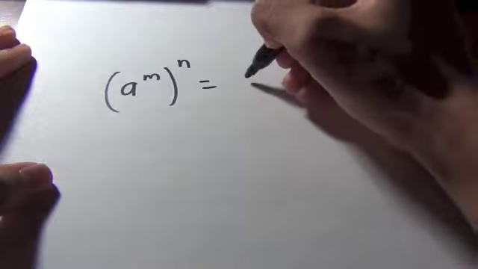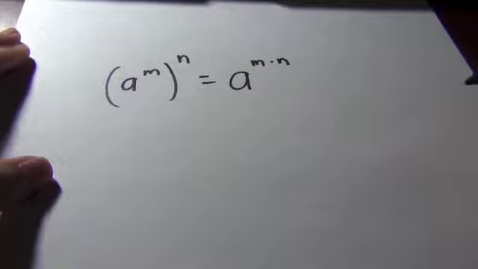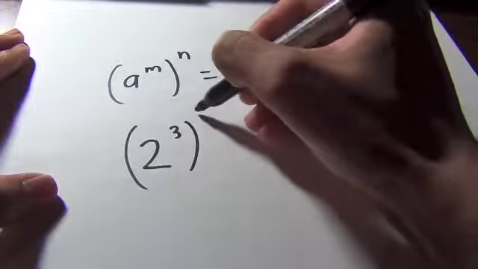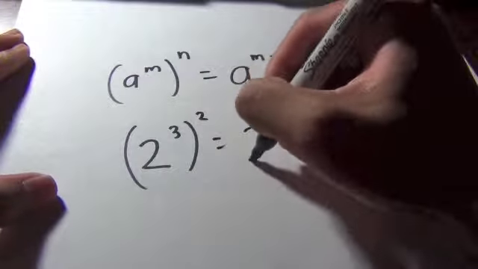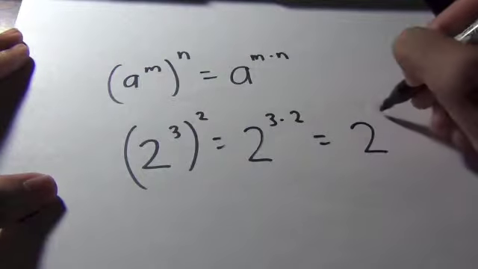The third property states that if I have a number a raised to the power m, and this whole thing is raised to another power n, then to simplify this I can multiply the two exponents. So this would equal a to the m times n. An example of this would be 2 to the third power all to the second power. I could rewrite this as 2 to the 3 times 2, which equals 2 to the 6th.